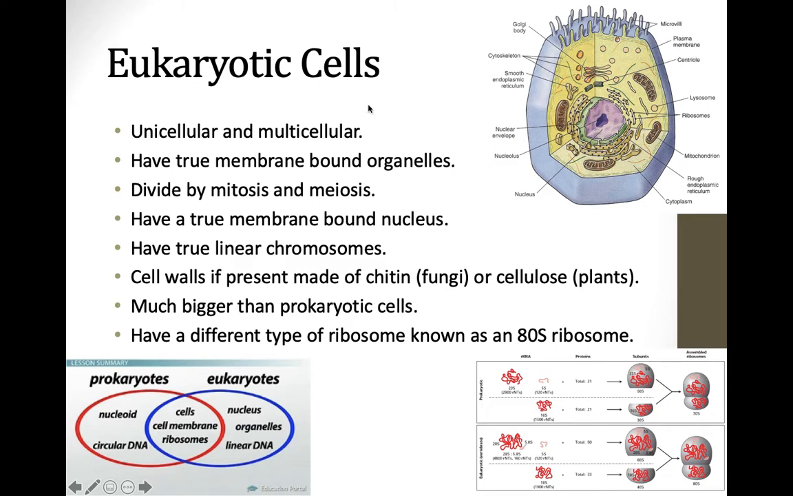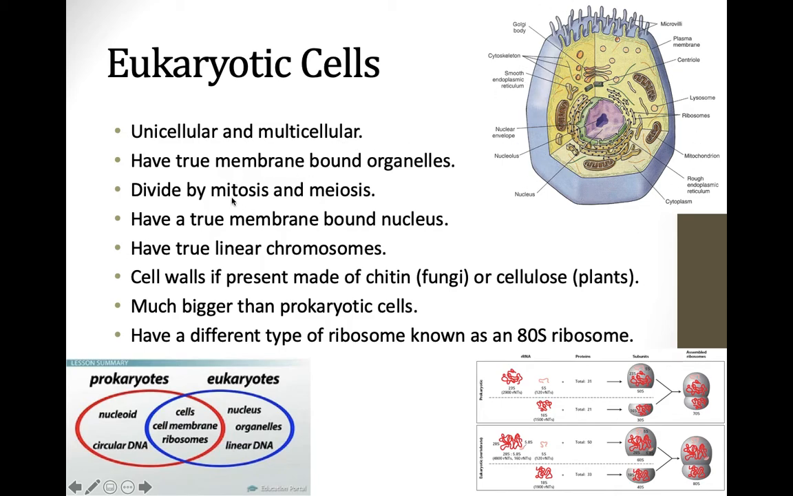So these are some characteristics of a eukaryote. Eukaryotes can be either unicellular or multicellular. Unicellular eukaryotes are things like yeast. Multicellular organisms that are eukaryotic are things like us, frogs, larger organisms, things like that. We have true membrane-bound organelles like our mitochondria here, endoplasmic reticulum, Golgi apparatus, and things like that, whereas our prokaryotes don't.